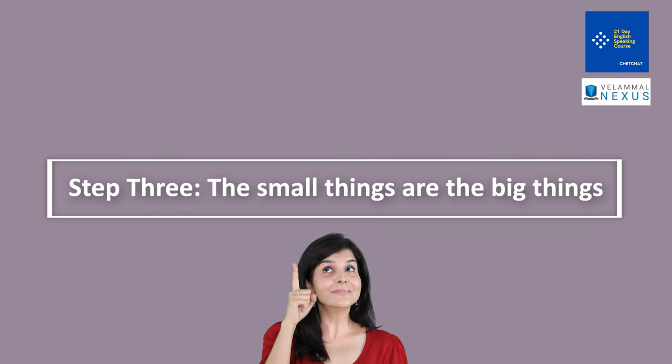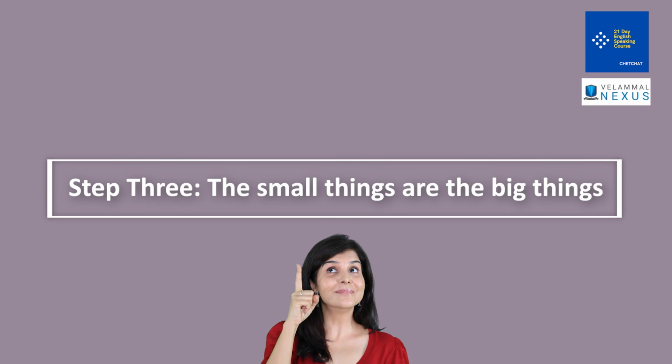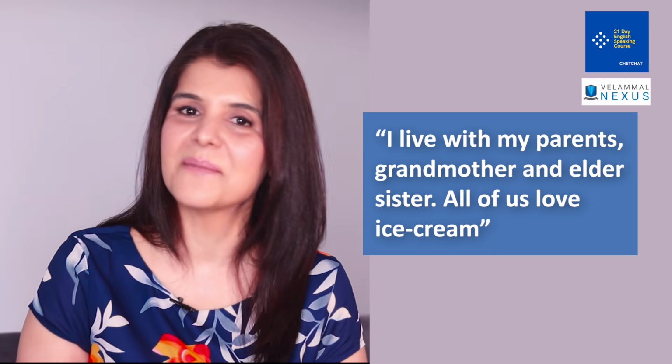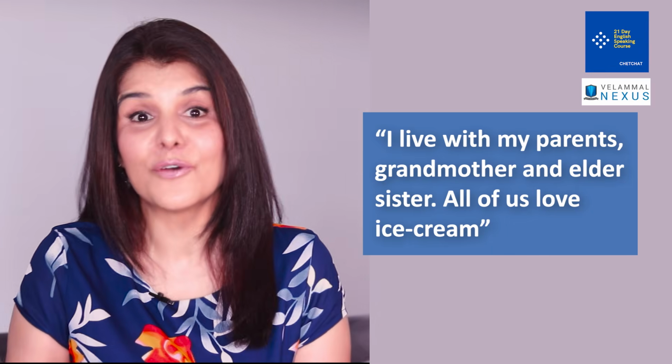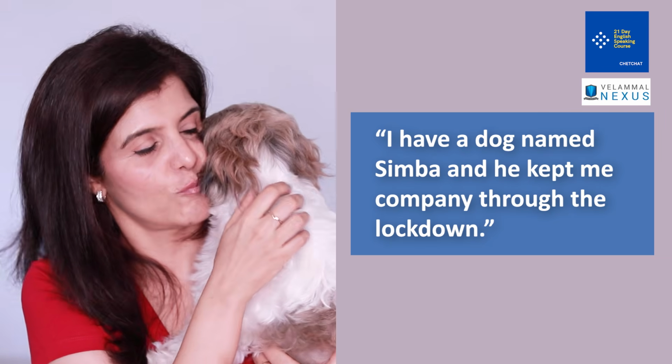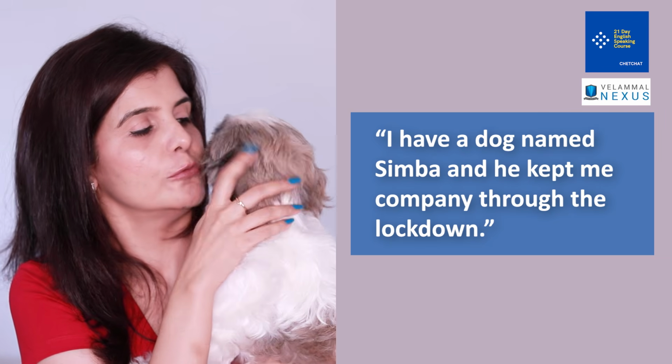Step number 3. The small things are the big things. Nobody remembers a tree, but everyone remembers a purple tree. So this is the time to share some interesting and unique facts about yourself. Start with your family. I live with my parents, grandmother and elder sister. All of us love ice cream. Tell us about your pet if you have one. I have a dog named Simba and he keeps me company throughout the lockdown.